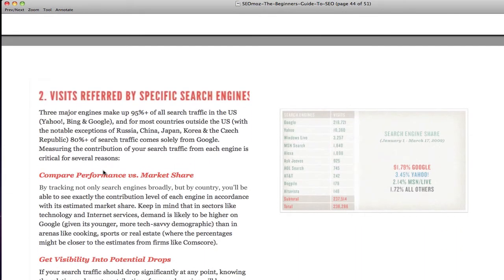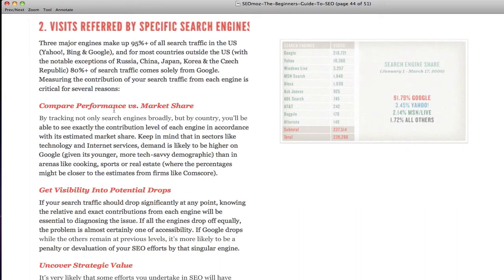Metric number 2: how do the 3 different search engines, basically Google, Yahoo, and Bing, break down in your statistics? What it explains here is that 95% of all search traffic in the US comes from Yahoo, Bing, and Google. 80% of the search traffic comes solely from Google in a lot of markets. In the US, I think the Google market share technically is between 68 and 70%, with maybe 18% going to Yahoo and another 10% going to Bing, and then the rest of it coming from AOL and Ask.